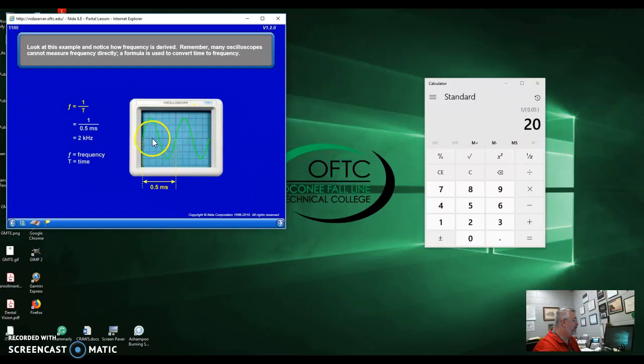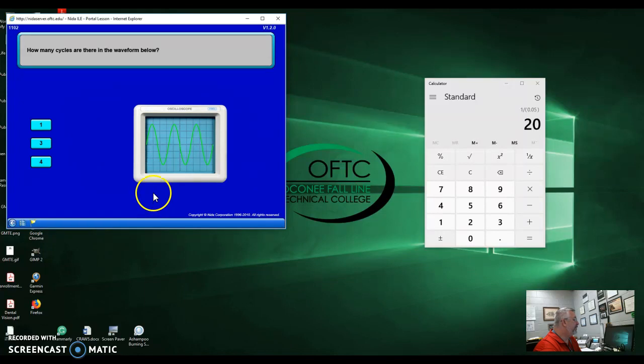So now we're only wanting to measure 1 full waveform. So this is 0, 0.1, 0.2, 0.3, 0.4, 0.5. So this is 2 kilohertz. Notice this got smaller, frequency got larger. Again, inversely proportional.